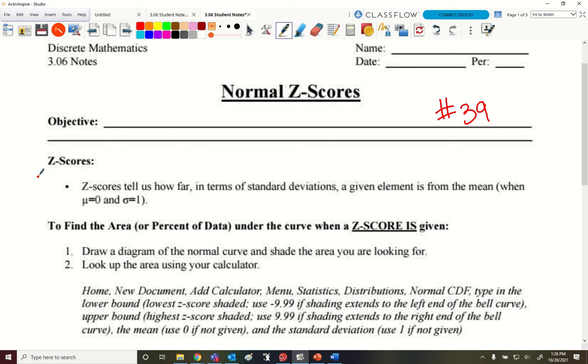Now, let's take a look at this. Normal z-scores. Using my corgis.